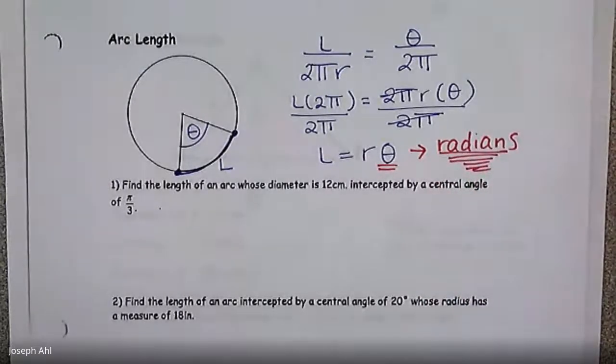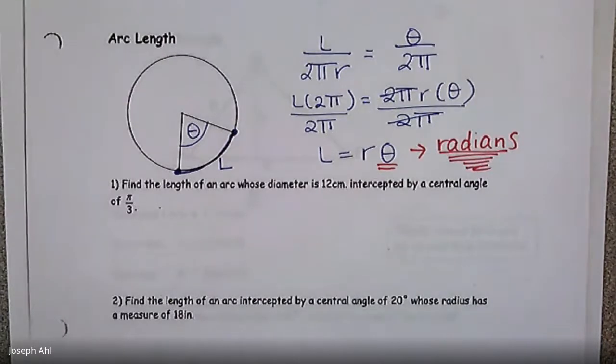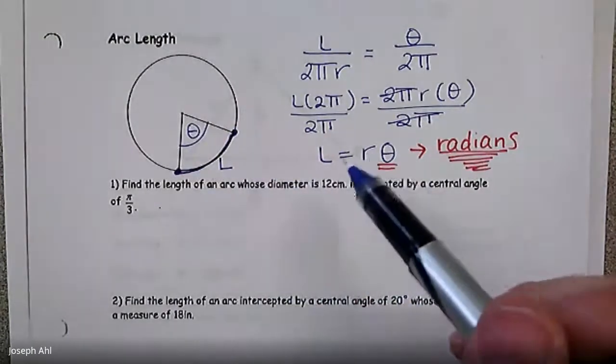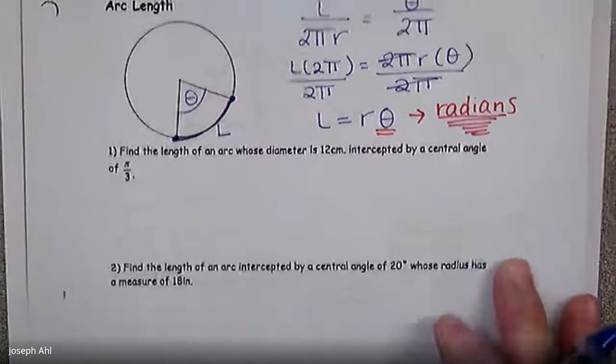So the only reason I'm making a big deal about this is a lot of what we've done in this unit so far, think about law of sines, think about law of cosines, ambiguous case. That has been a lot of degrees making its way back into our course. Well, if I'm using these formulas, I have to plug in an angle in radians.